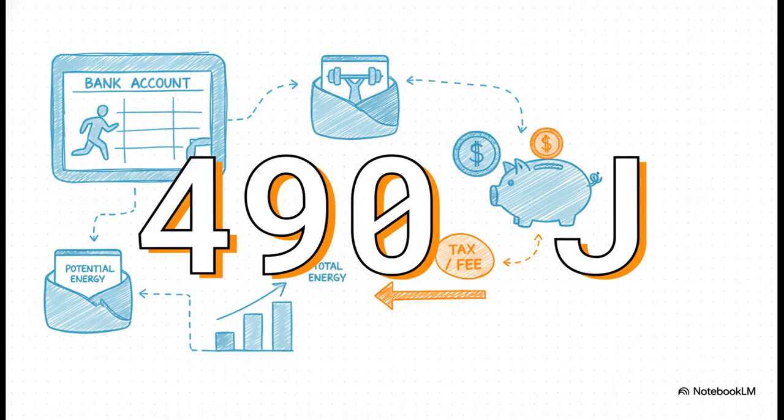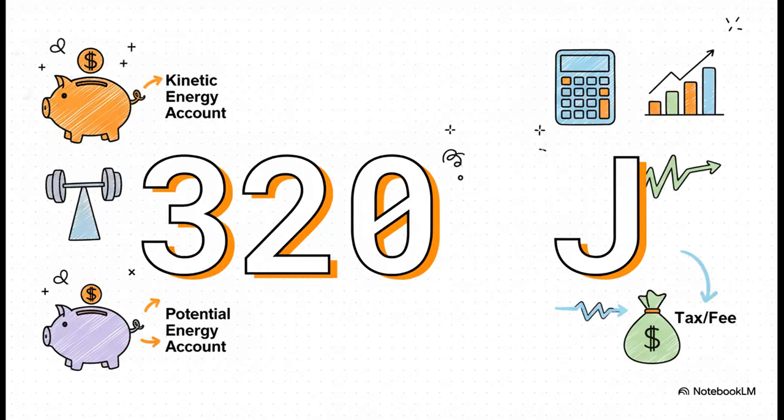All right, let's actually walk through an example to see this in action. Say we've got a 10-kilo sled sitting at the top of a ramp. We run the numbers for its gravitational potential energy, and we find out its starting balance is 490 joules. Then, the sled goes down the ramp. We measure its speed at the bottom, we calculate its kinetic energy, and we find out its final account is only holding 320 joules. Uh-oh, the books don't balance.